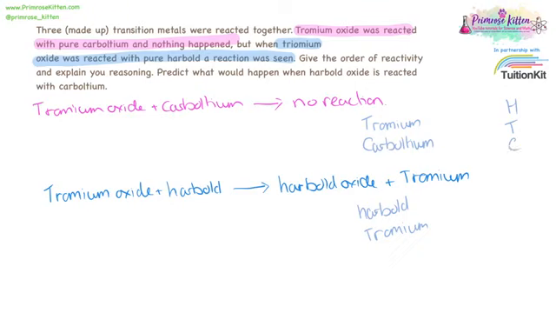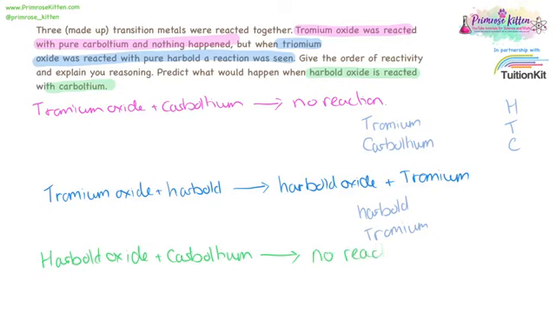Now the last part of the question. Predict what would happen when hard-boiled oxide is reacted with cobalt. From the reactivity series that we've worked out, we can see that hard-boiled is more reactive than cobalt, so there would be no reaction here. Cobalt cannot displace hard-boiled from its oxide, so there will be no reaction.